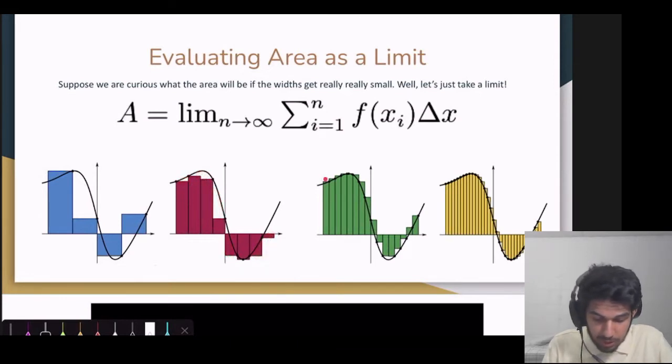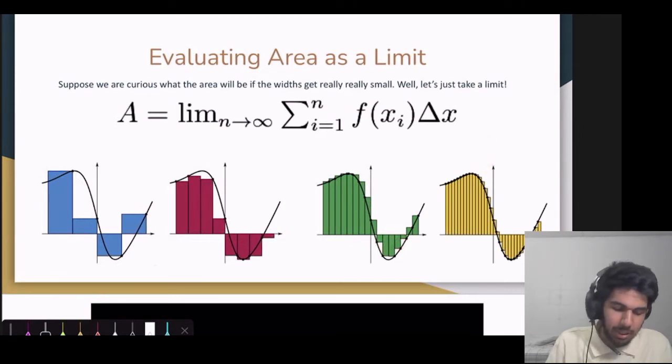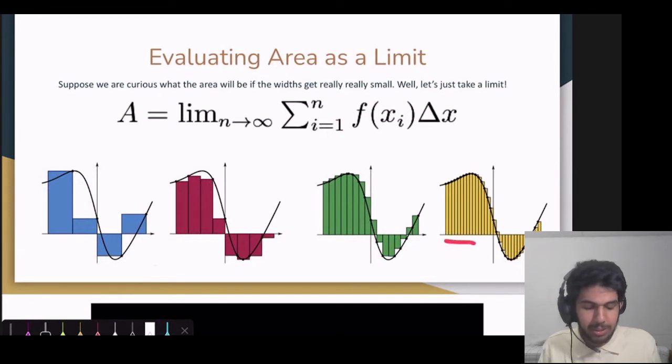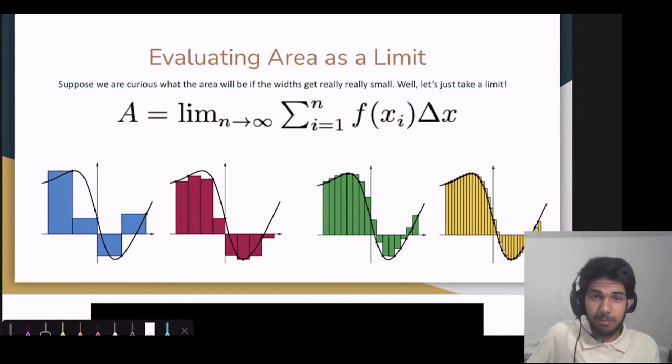Even smaller, the amount that we go over is just not very much, and we're just missing out on smaller bits. And finally, in this yellow picture here, we can see that we're barely missing out on any area, and we do go over, but just by a very tiny bit. So this is the idea, that we make the rectangles thinner and thinner, and eventually we get the actual area under the curve as the widths get extremely tiny.